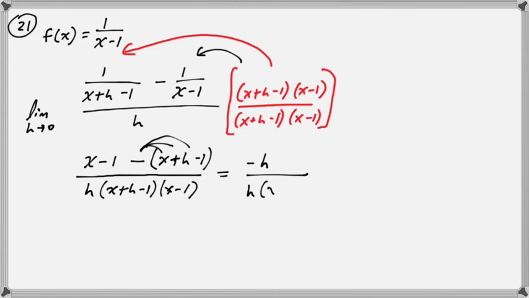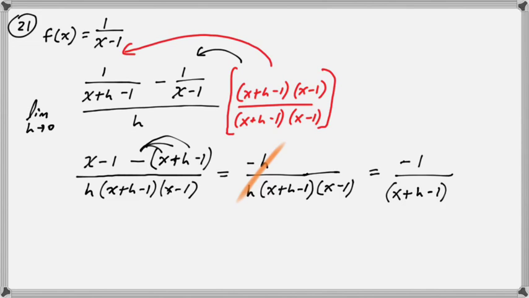Now that h could cancel with the h that is a factor in the denominator, leaving me negative 1 over x plus h minus 1 times x minus 1. When I replace the h with a 0, you get negative 1 over x minus 1 times x minus 1, which is x minus 1 squared. And this should be my final answer.